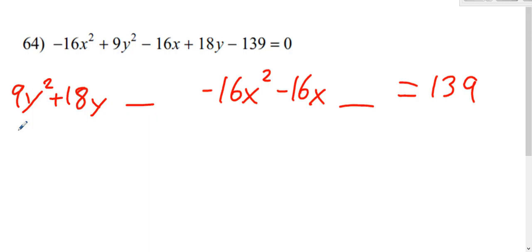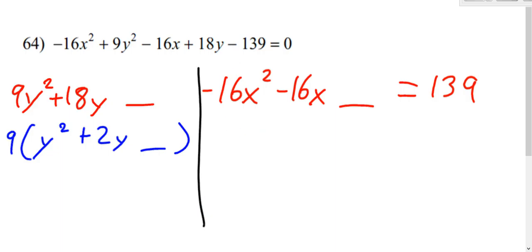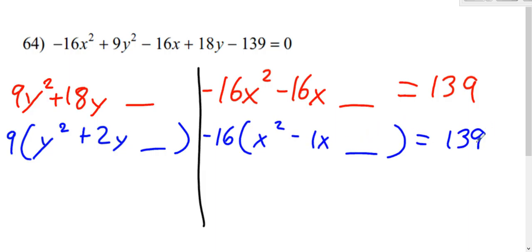Before we complete the square, we need to factor out the 9. And we need to factor out the negative 16. So now we complete the square. So b over 2 squared, we add 1. That makes a perfect square. Y plus 1 squared. But since we added 1 in parentheses with a 9 outside, we add 1 in parentheses with a 9 outside.